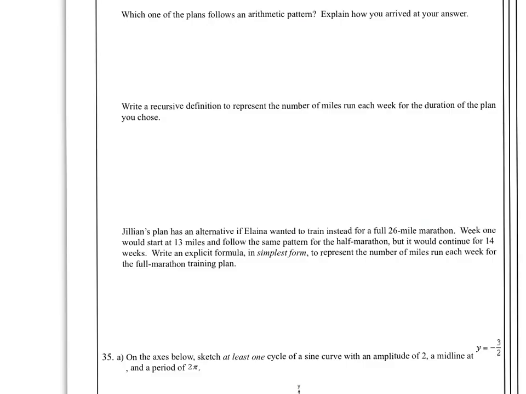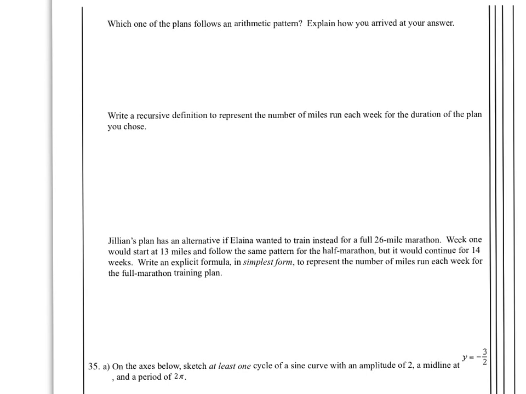After reading this question, it asks which one follows an arithmetic pattern. Now, you're going to have to look at the graph because I don't have the graph up there. But an arithmetic pattern would increase by the same amount every single time. So that would be the graph that has the dots on it, which would be Jillian's plan. So you would say that it would be Jillian's.